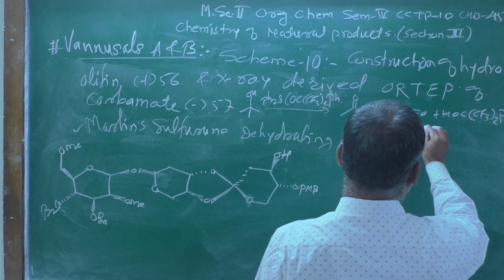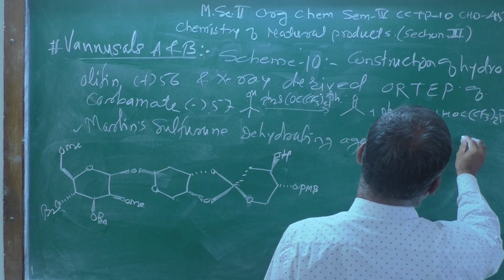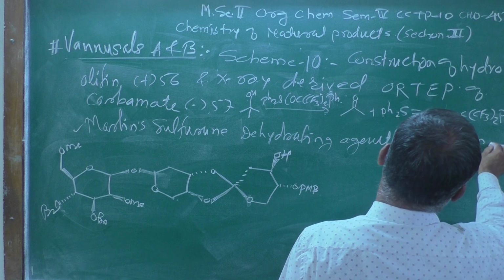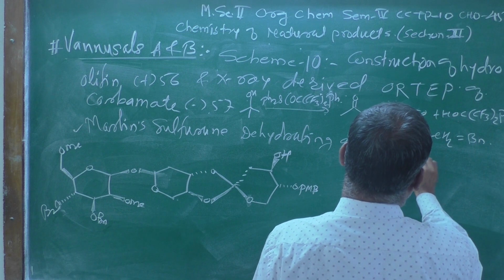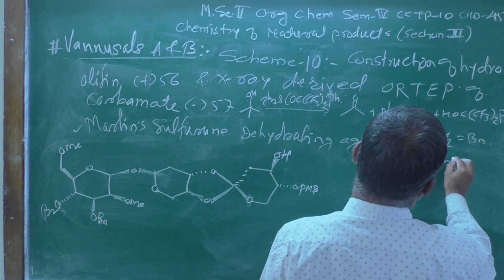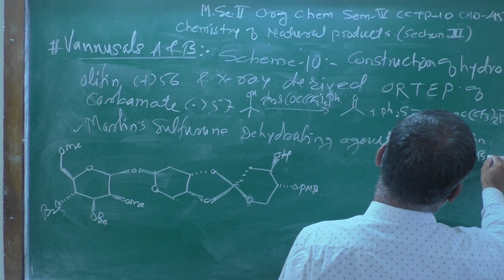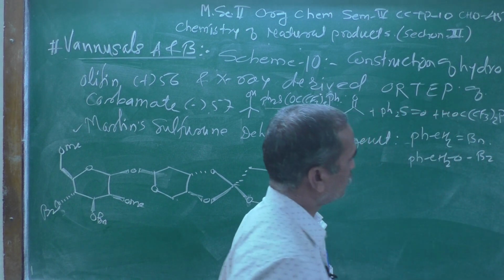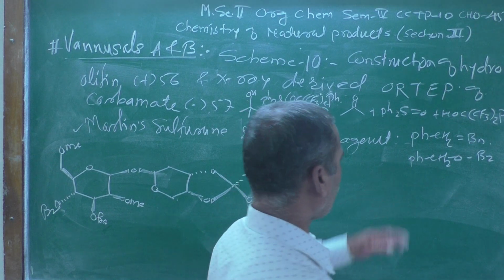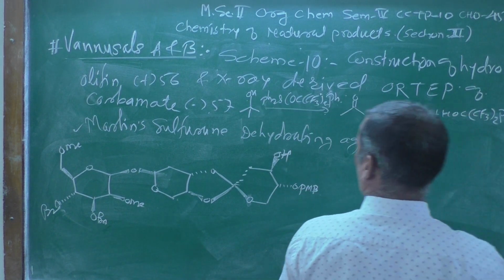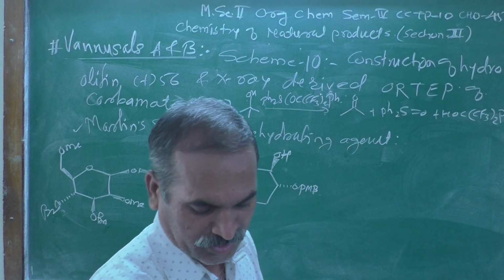Suppose Ph-CH2 is known as benzyl, and Ph-CH2-O is known as benzoyl. This one. That is the sum of the acronyms and their short forms you must know.